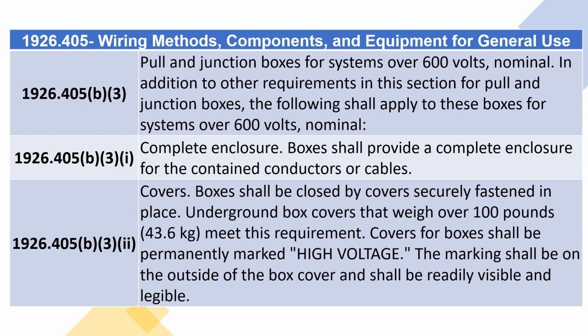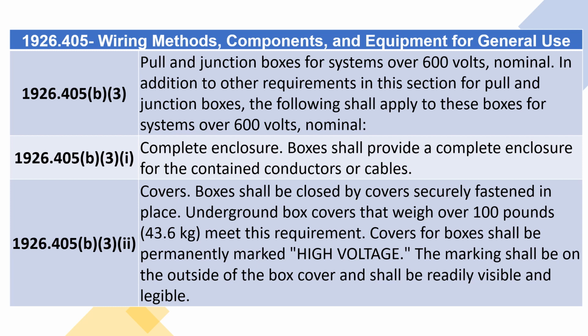1926.405 B.3 Pull-in junction boxes for systems over 600 volts, nominal. In addition to other requirements in this section for pull-in junction boxes, the following shall apply to these boxes for systems over 600 volts, nominal. 1926.405 B.3.1 Complete enclosure. Boxes shall provide a complete enclosure for the contained conductors or cables.